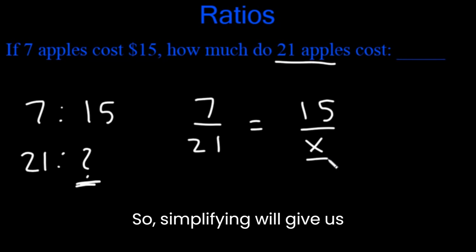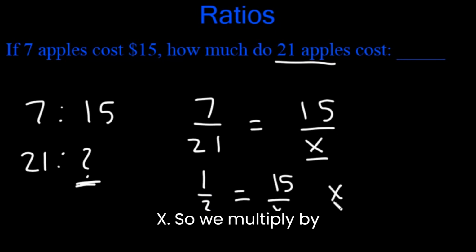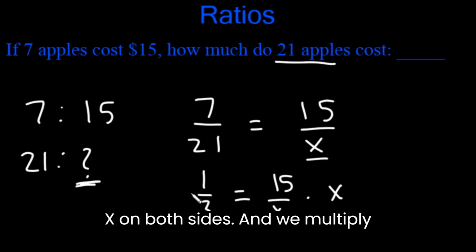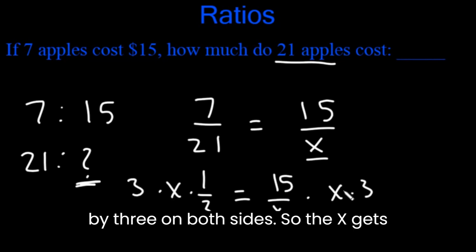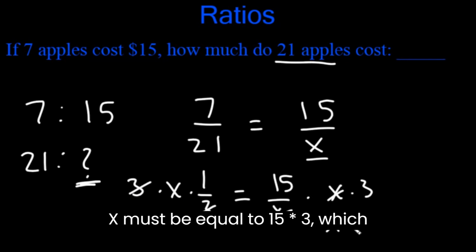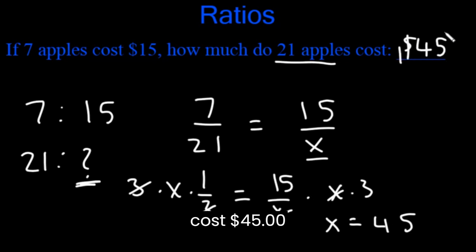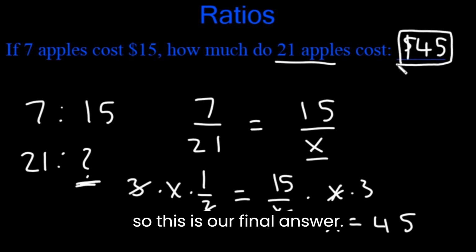So simplifying will give us 1 divided by 3 equals 15 divided by x. So we multiply by x on both sides, and we multiply by 3 on both sides. So the x gets cancelled, and the 3 gets cancelled. So x must be equal to 15 times 3, which is 45. So 21 apples cost $45. So this is our final answer.